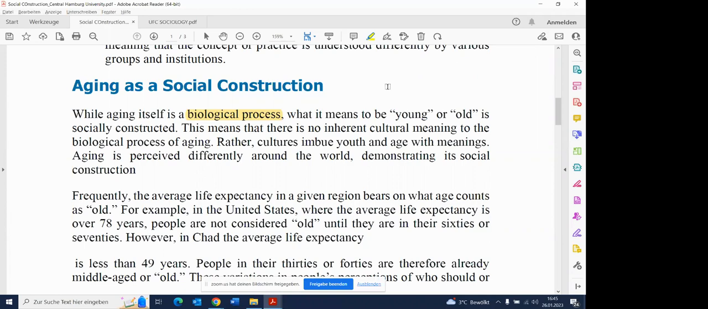Yes. Rather, cultures imbue youth and age with meanings. That's it. Redefinition, that's the meaning, redefining. Not the biological process, but the biological process is put on the other side. Hence, let us define or redefine how to look young, how to behave younger as against old. Aging is perceived differently around the world, demonstrating its social construction.